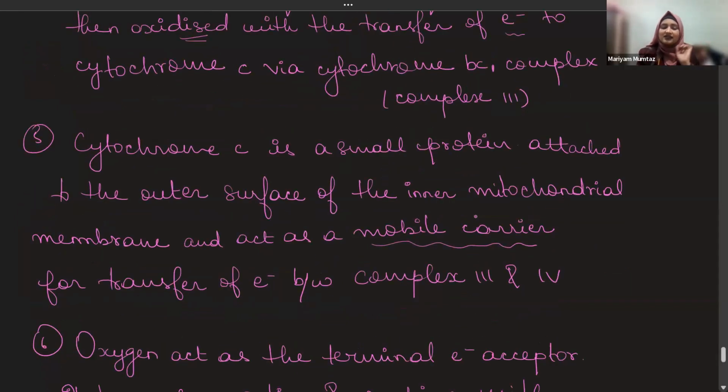Now, this is a very commonly asked question: what is the function of cytochrome C? You would say that cytochrome C transfers the electron between complex 3 and complex 4. It's like doing this business, taking from here, giving to them, taking from here, giving to them. So it's acting like a mobile carrier. Got it?